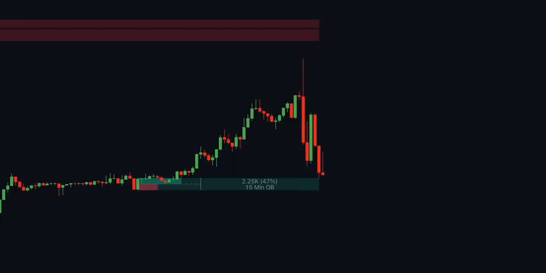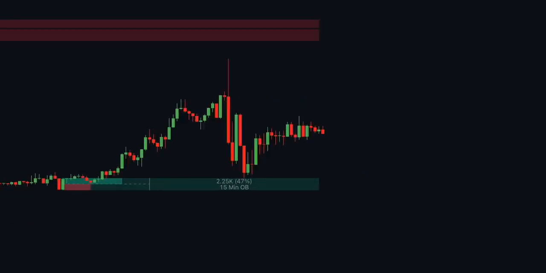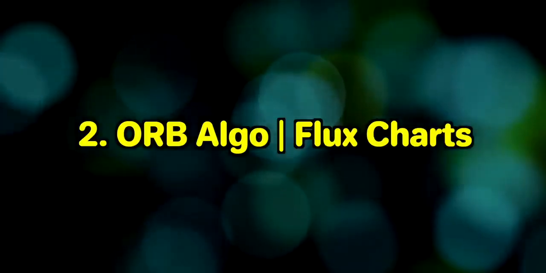Save this indicator for later, and let's unveil the second essential tool on my list. This script is called the ORBI Algo.